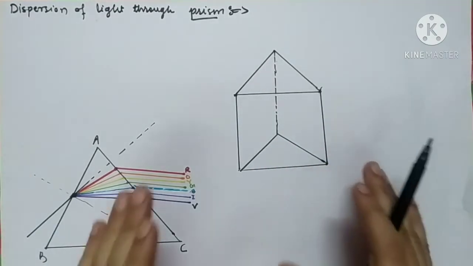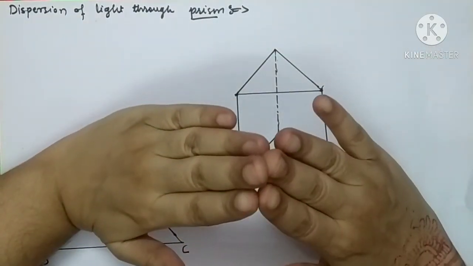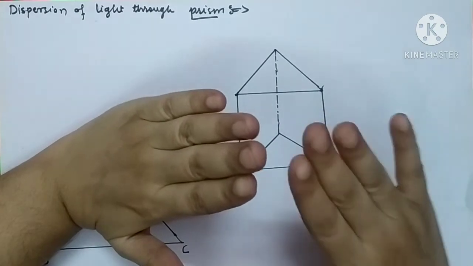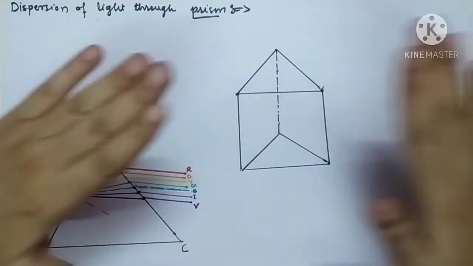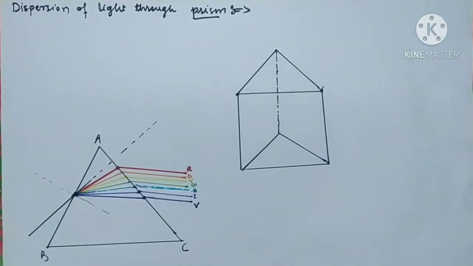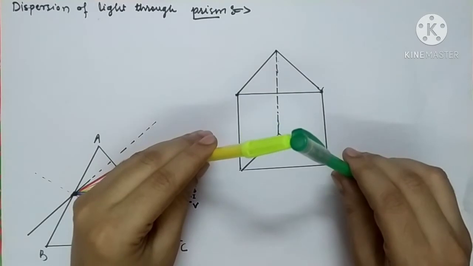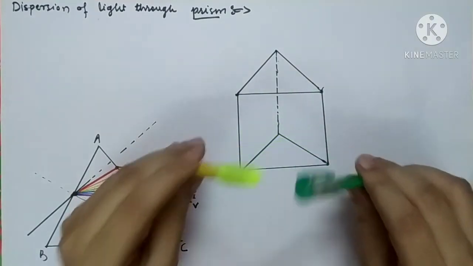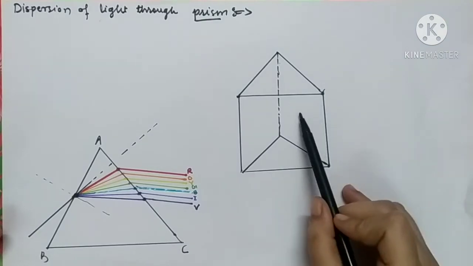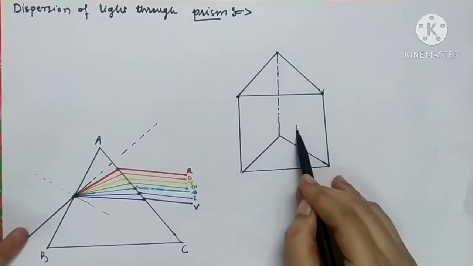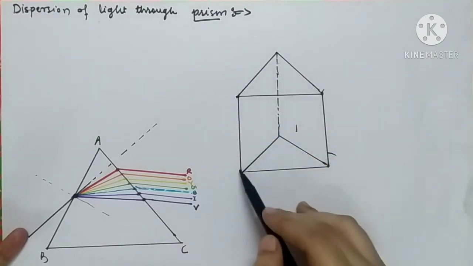How is it joined? The two rectangular surfaces are joined like this, and the third one is the base of it. The remaining two rectangular surfaces are joined like this to make a triangle. So these three rectangular surfaces: the base one, this one and this one.